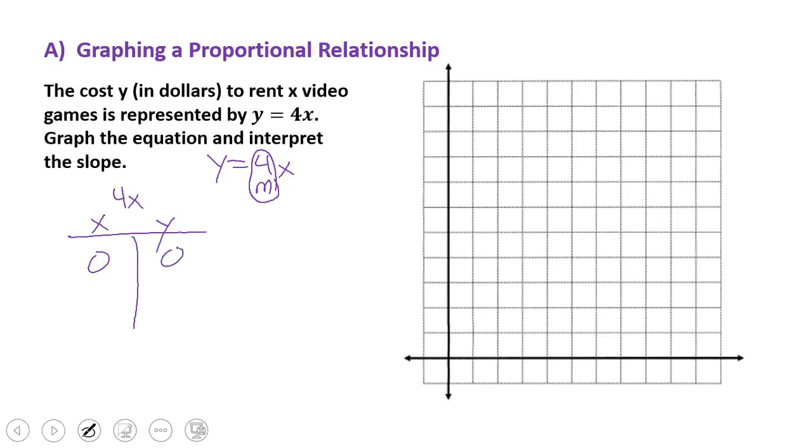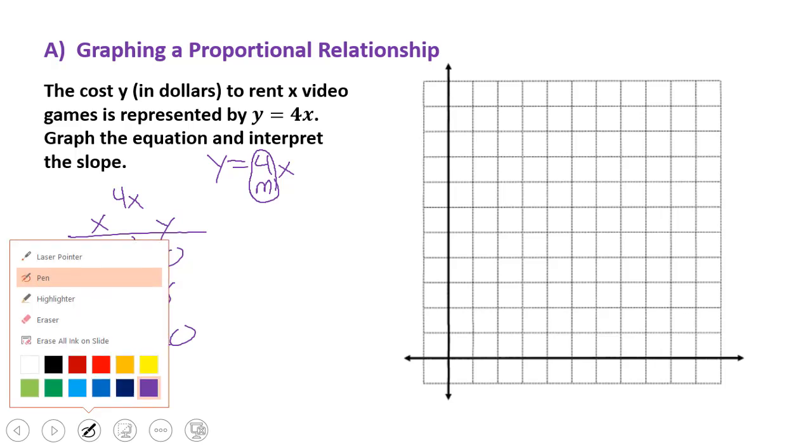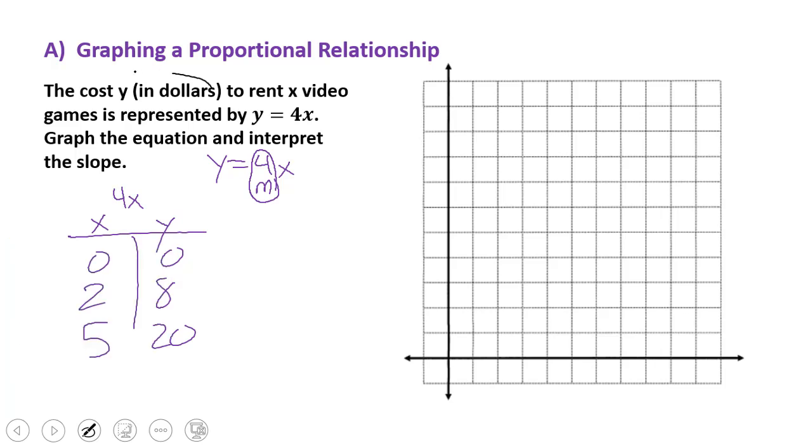What if I choose to rent 2 video games? 2 times 4, that's 8. What if I want 5 video games? Okay, 5 times 4, that's 20. So I can come over to my graph, and we can label our graph. It says y is the cost in dollars. So cost in dollars is our y-axis.